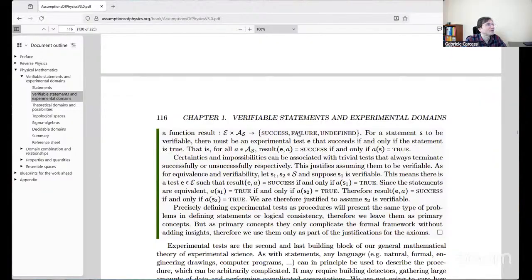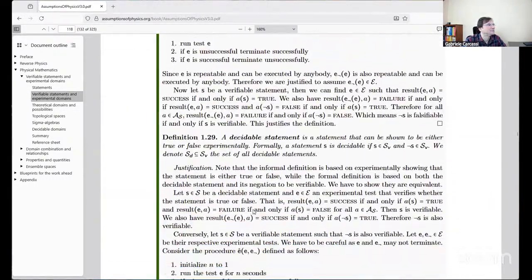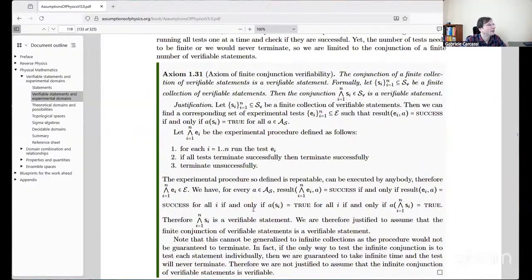There you go. Success, failure, undefined. Okay, so then this small a denotes the truth assignments of all these. And then E_A is the experiment. I see. Okay. Yeah. Thanks. And we are here.